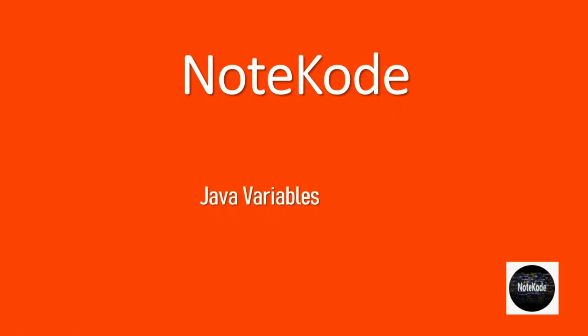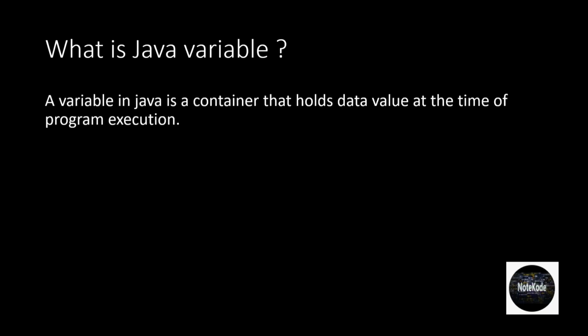Today we will be discussing Java variables. What is a Java variable? A variable in Java is a container that holds a data value at the time of program execution.